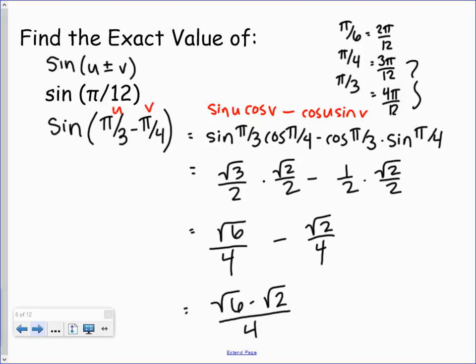That's as good as it's going to get for me, but there I have an exact value for pi over 12 without a calculator. If you type this into the calculator and then you change into radian mode, and you do sine of pi over 12, those decimals will be the same. Questions about that example? Anything that we did there?